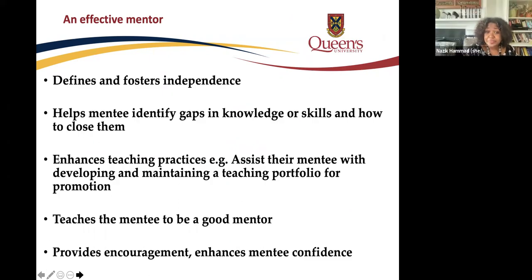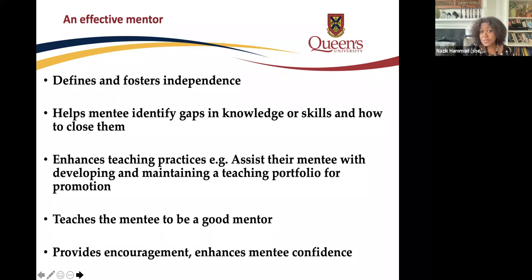Again, as we mentioned, an effective mentor defines and fosters independence. When we say define, there are certain milestones that you can agree with your mentee as to what is independence, maybe like writing a certain level of the grant, or publishing a paper, or delivering a teaching activity independently, and that will be a milestone that you want them to get to. So you need to define it.